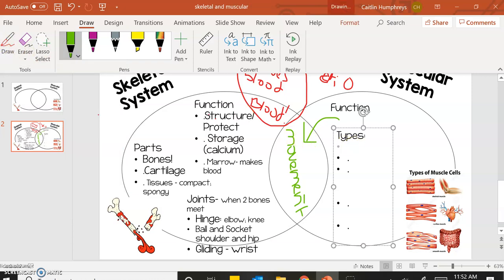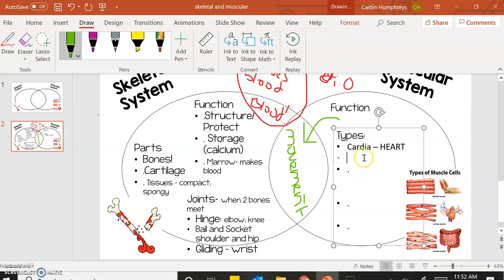The very first type that we want to look at is cardiac. Think cardiac, Cardi B. This is Cardi A. Cardiac is only in your heart. Because remember, your heart has these very specific functions. It has to beat all the time, da-da-da-da-da-da-da, without getting tired. So it has to have a very specific type of muscle that doesn't get tired.